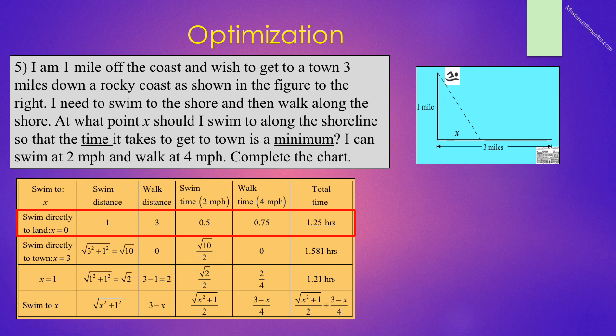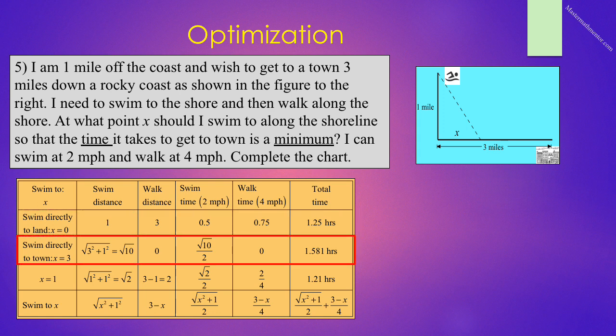If X is 0, then the swimming distance is 1, making the walking distance 3. Therefore, the swim time at 2 miles an hour is 1 divided by 2, or 1/2. And the walking time is 3 divided by 4, which is 0.75. So it totals 1.25 hours if we swim directly to land. This is the safest route as you are in the water the least amount of time.